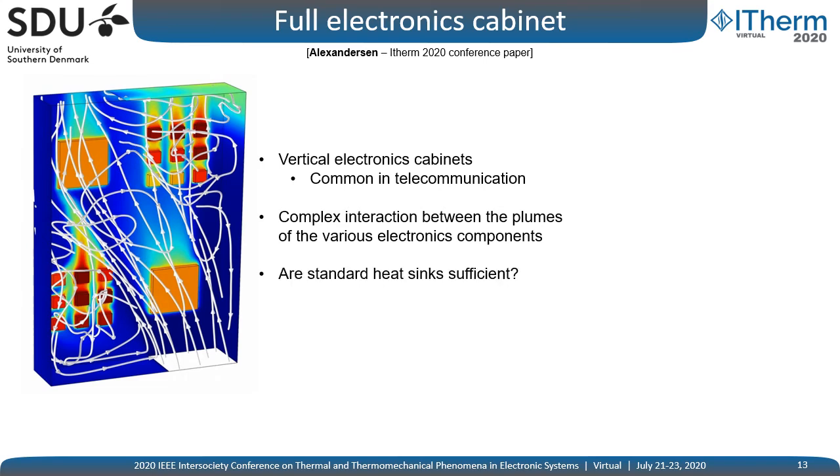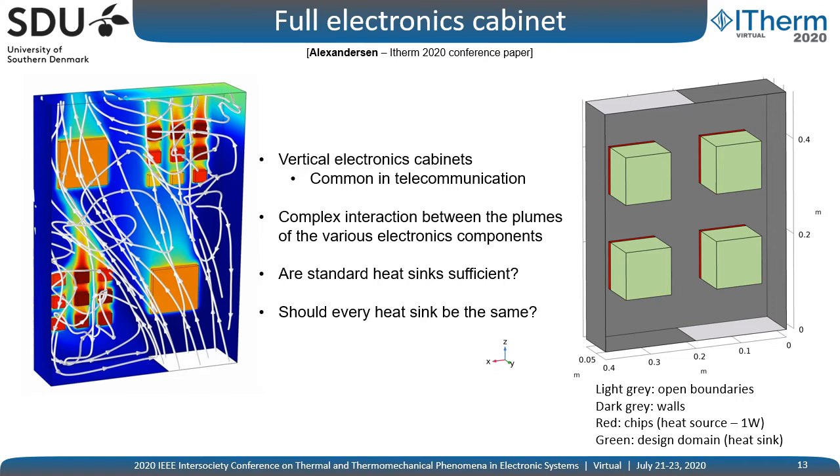And the question is, are standard heat sinks sufficient? And more importantly, should every heatsink be of the same type or the same geometry? So I've set up this simple problem here. So we have 4 equal sized chips. They're 1 watt. We have the green here is where we can place material. We have flow coming in here, or rather can be sucked in here and expelled here. So we are looking at only passive natural convection here.